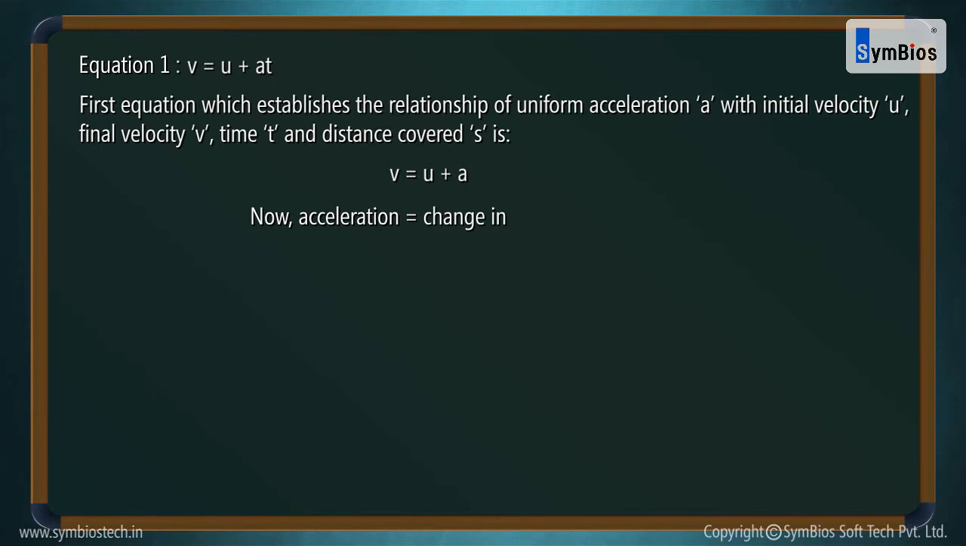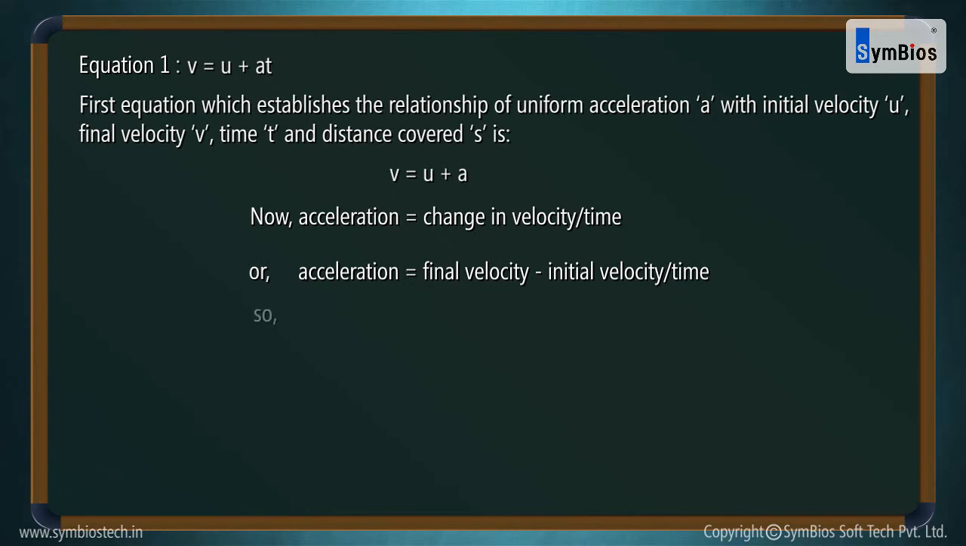Now acceleration is equal to change in velocity by time, or acceleration is equal to final velocity minus initial velocity by time. So a is equal to v minus u by t, or v minus u is equal to at, or v is equal to u plus at.